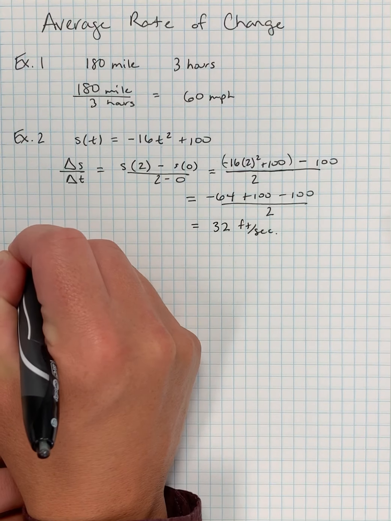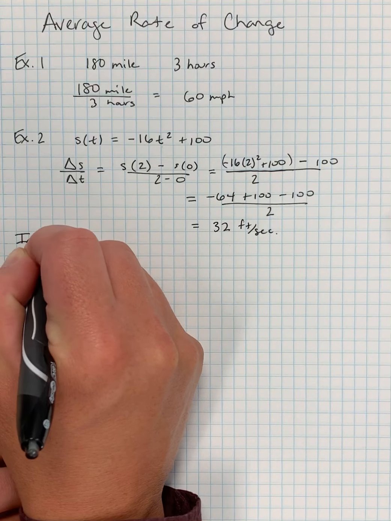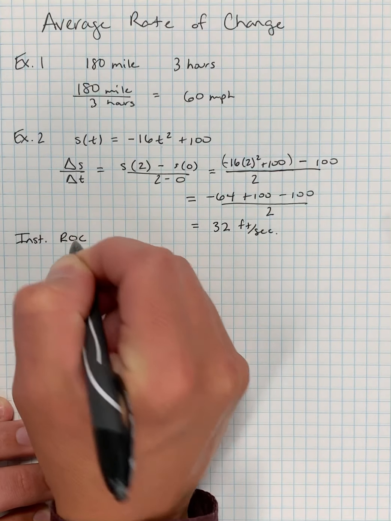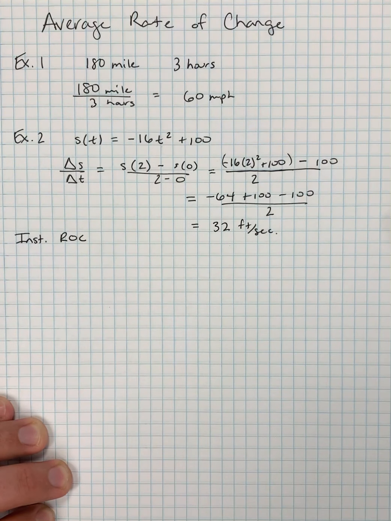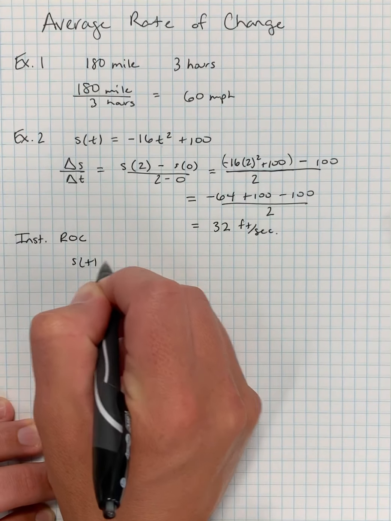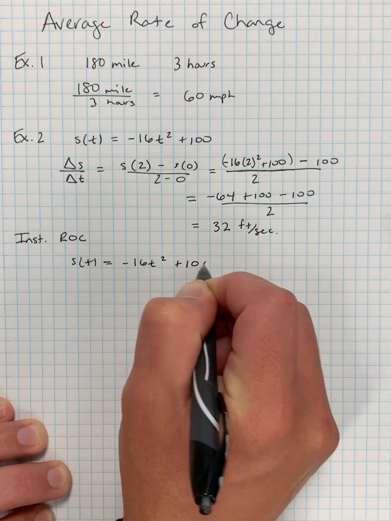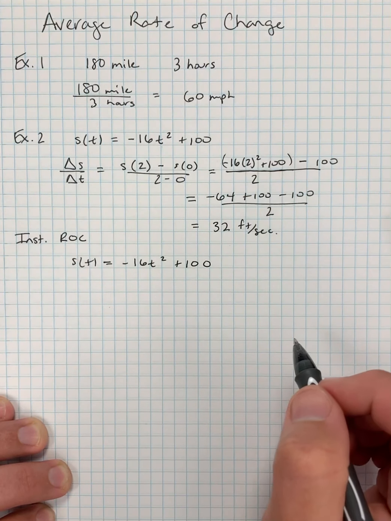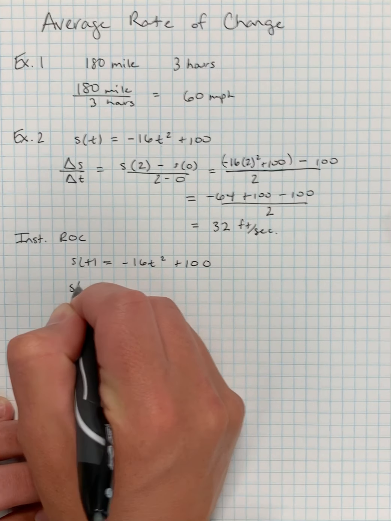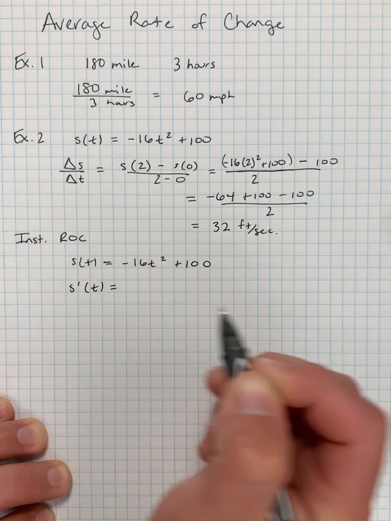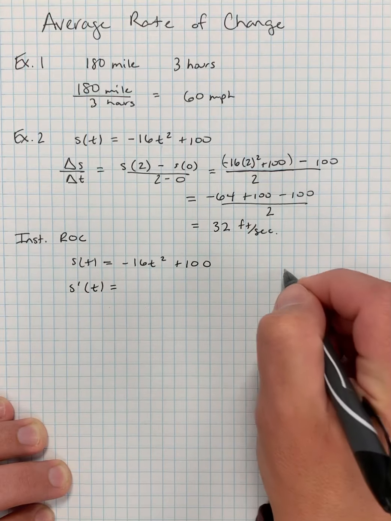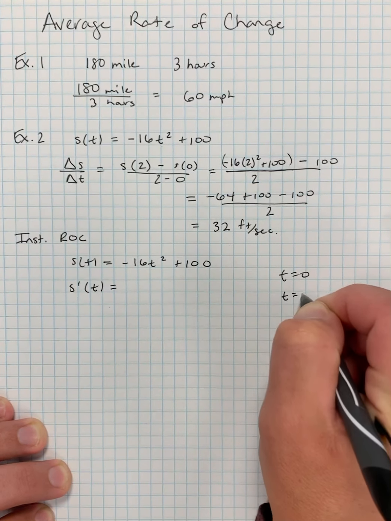What happens though when we go to instantaneous rate of change? The example was a ball is dropped straight down from the top of the bleachers. Its position is still given by the same distance equation, or position equation, negative 16 t squared plus 100. Use the derivative of s of t, so s prime of t, to find the instantaneous rate of change at time equals 0 and time equals 2.